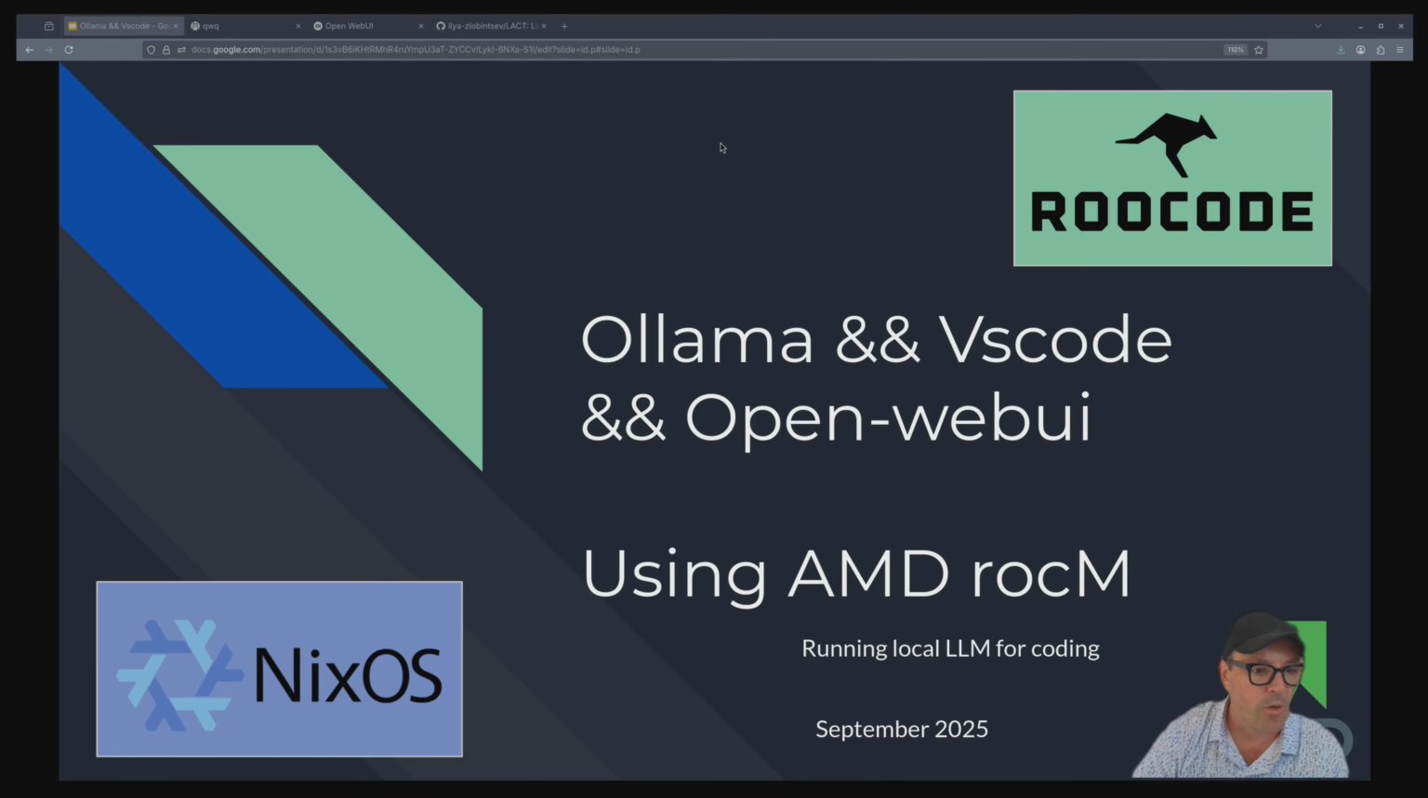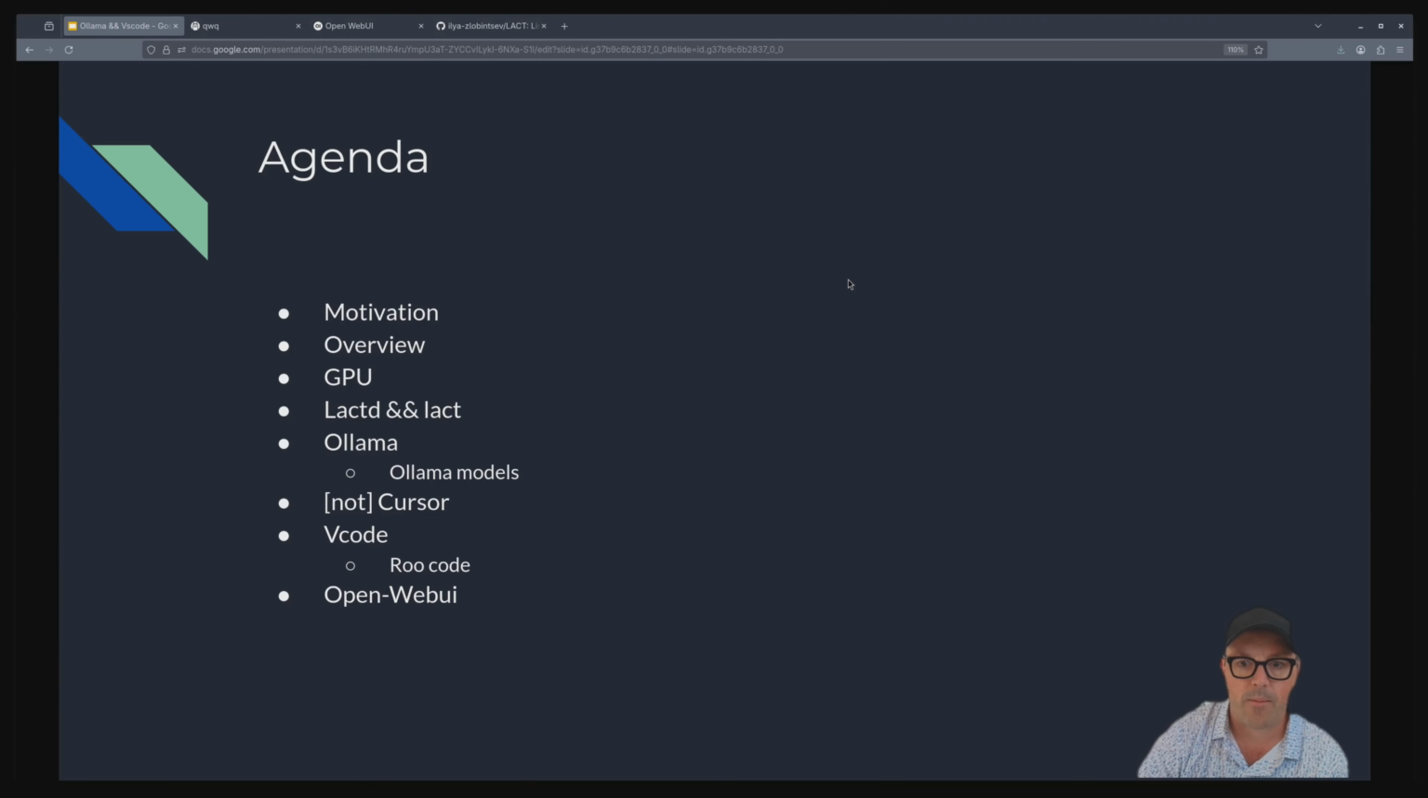G'day, this is a quick video about using NixOS and large language models, specifically Ollama, Roo Code, VSCode, OpenWebUI, all on AMD ROCM. The agenda for the video is a quick talk about the motivation, quick overview, some discussion about the GPUs, discussion about some monitoring tools, and then Ollama itself, how to do the VSCode stuff within Nix, and then also the OpenWebUI.